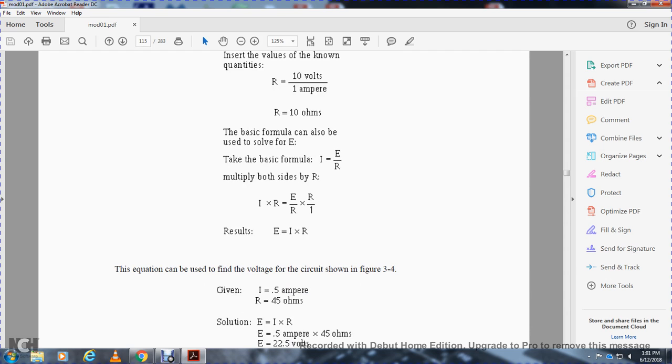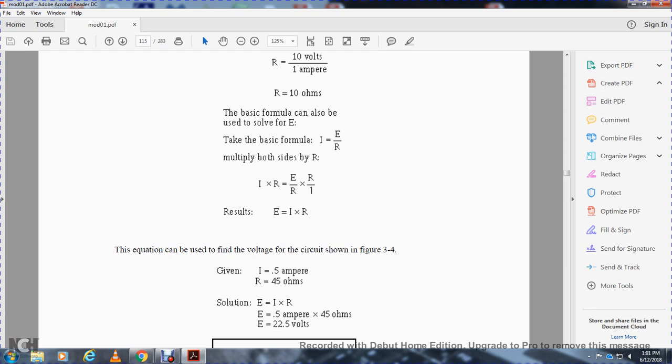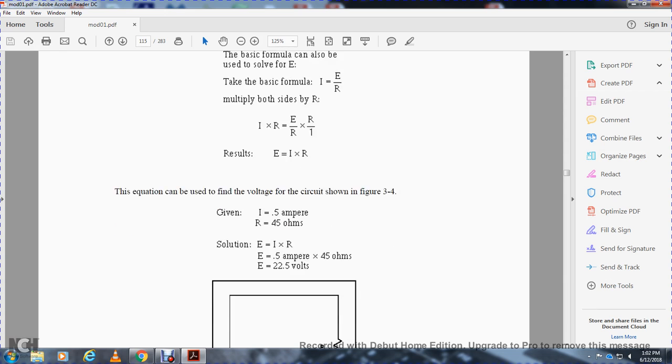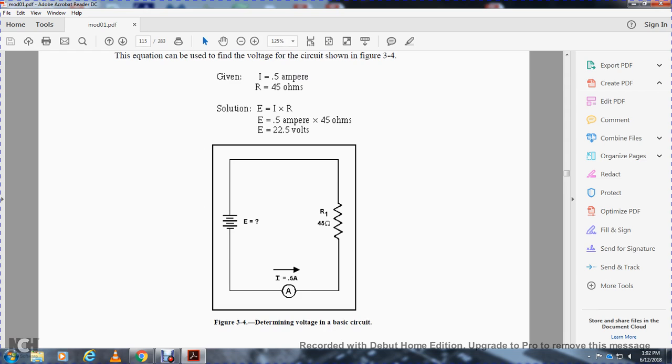The question could be: determine the voltage of the circuit shown in figure 3.4. The current I is 0.5 amperes and the resistance is 45 ohms. The solution is that the voltage is equal to half an ampere times 45 ohms, which is 22.5 volts. Determine the voltage of the basic circuit.